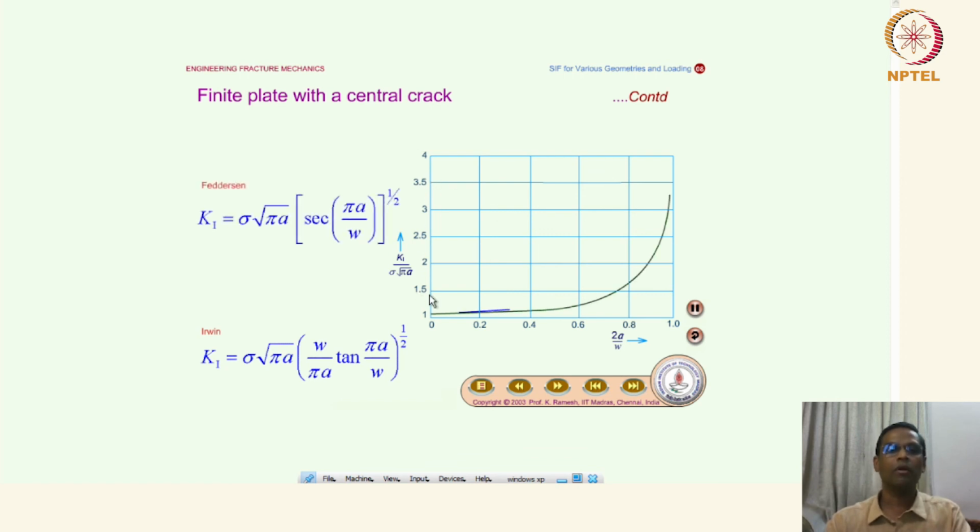So this is a plot of K divided by sigma square root of pi a versus 2a by W. That is the influence of 2a by W on the stress intensity factor proposed by these three people, Pedersen, Tada, and Arvind. So you can see that all of them are almost closely agreeing with each other.